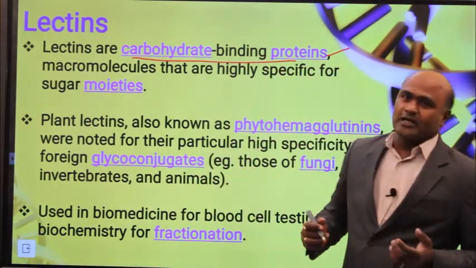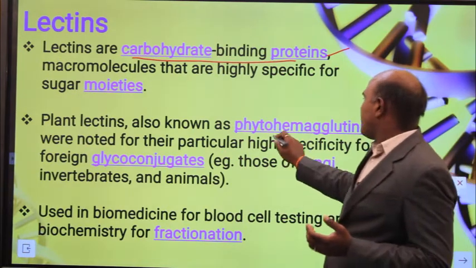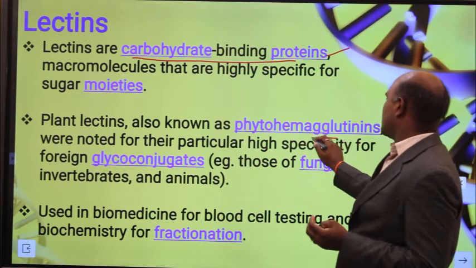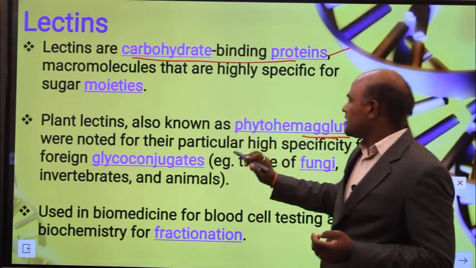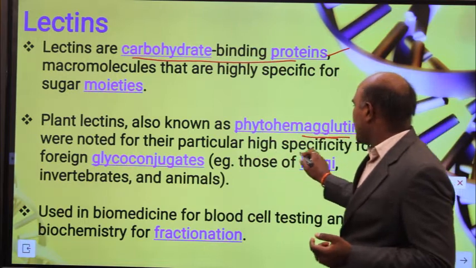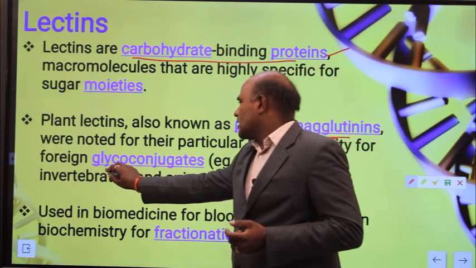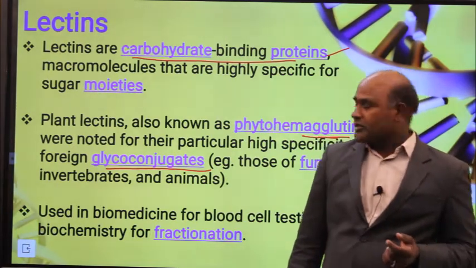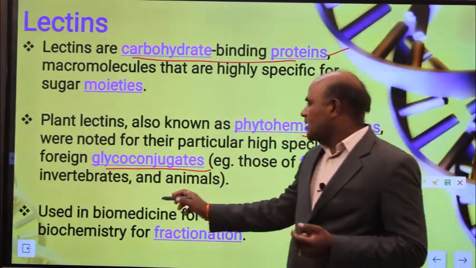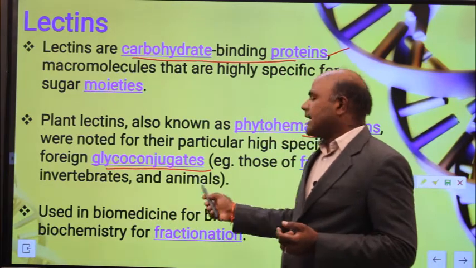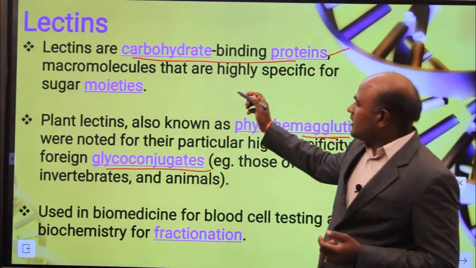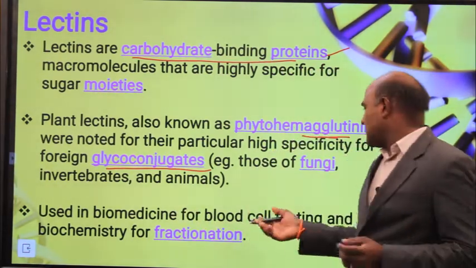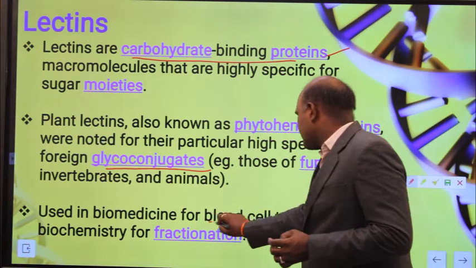Plant lectins are examples here. This is plant lectin, phytohemagglutinin, noted for its high specificity for glycoconjugates. Others are from fungi, invertebrates, and animals. These lectins are used in biomedical applications for blood cell testing.